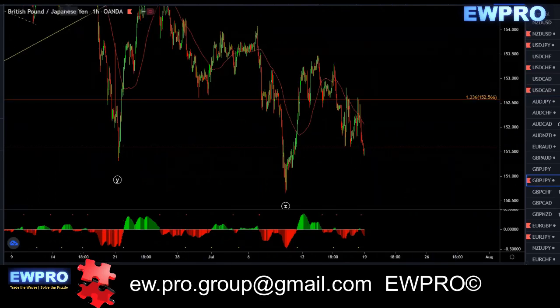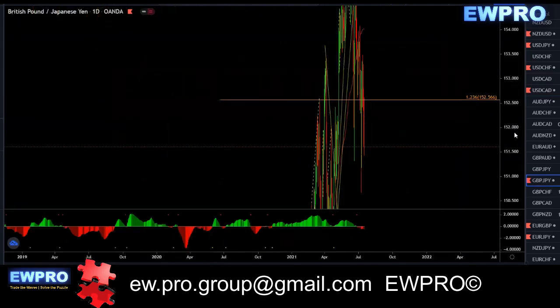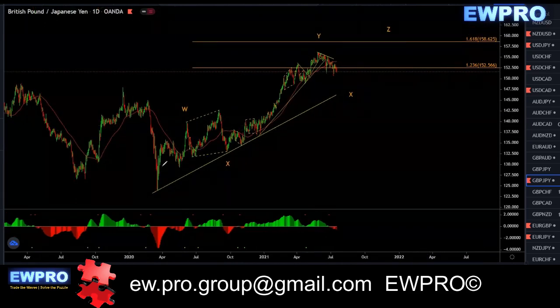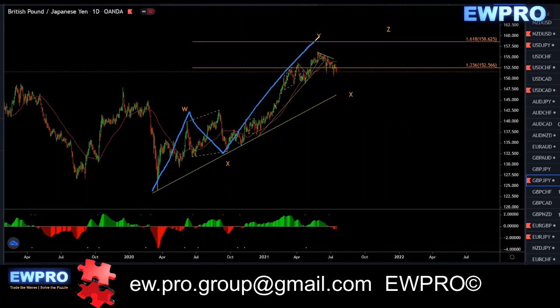GY on the daily, always looking for this WXY. We're looking for this wave Y can go up to this 161.8. Hasn't quite got there. This is looking very choppy in here. Like I said last week, we can start to look at this as a flat in here. That's the end of wave Y. We get that X2 and then the Z up.